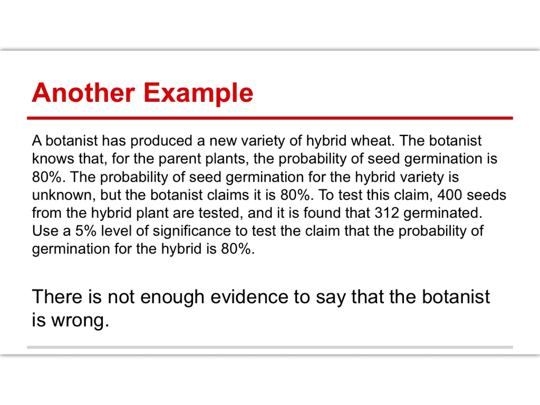We are not proving, as I've said before in these videos, we are not proving that the botanist is correct. We're just saying that we don't have enough evidence to say that he or she is wrong. And so we fail to reject the null hypothesis. There's not enough evidence to say that the botanist's information is incorrect.